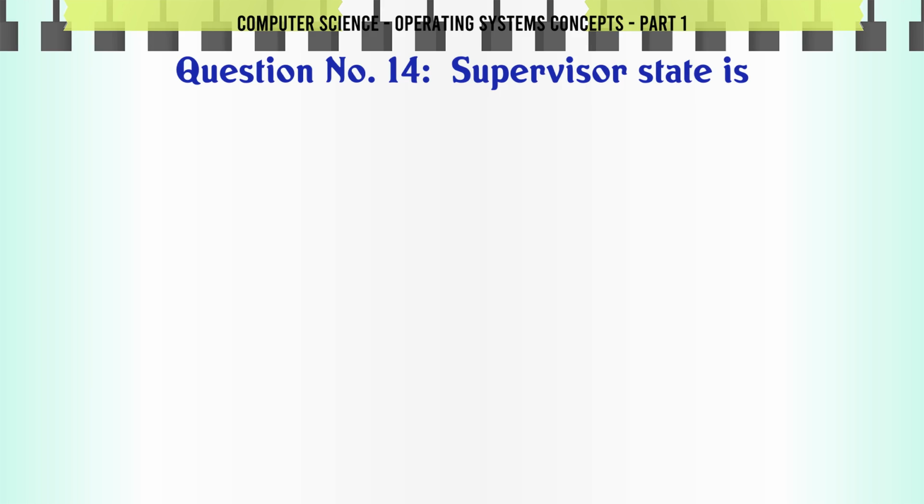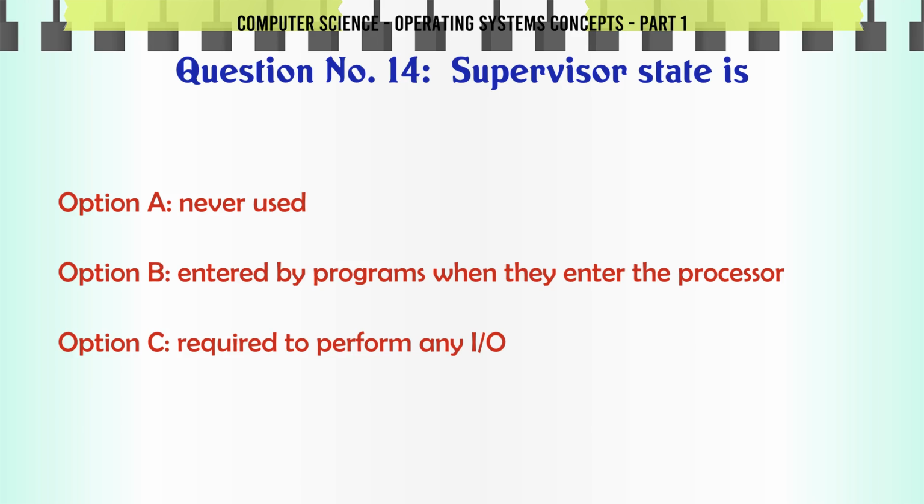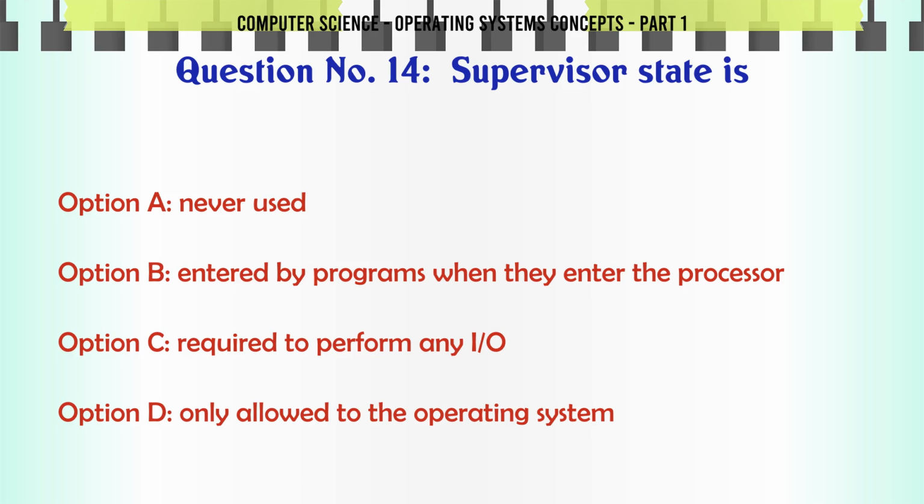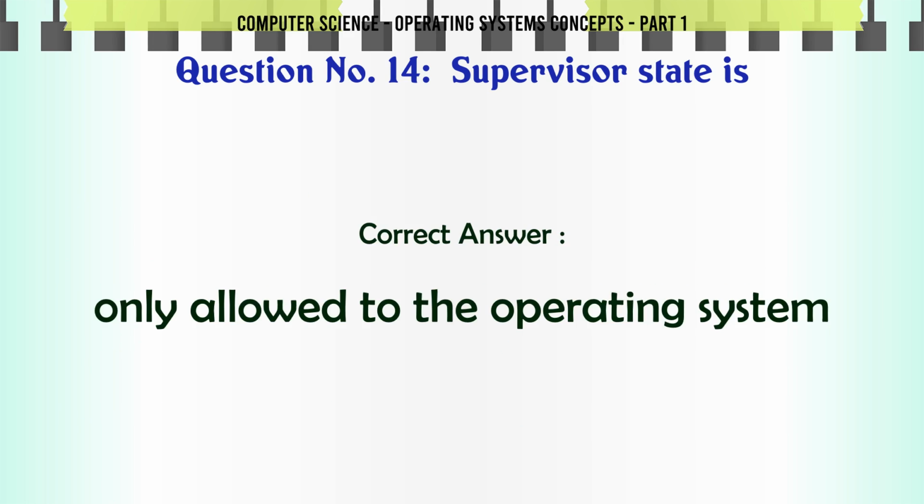Supervisor state is: A. Never used. B. Entered by programs when they enter the processor. C. Required to perform any I/O. D. Only allowed to the operating system. The correct answer is only allowed to the operating system.